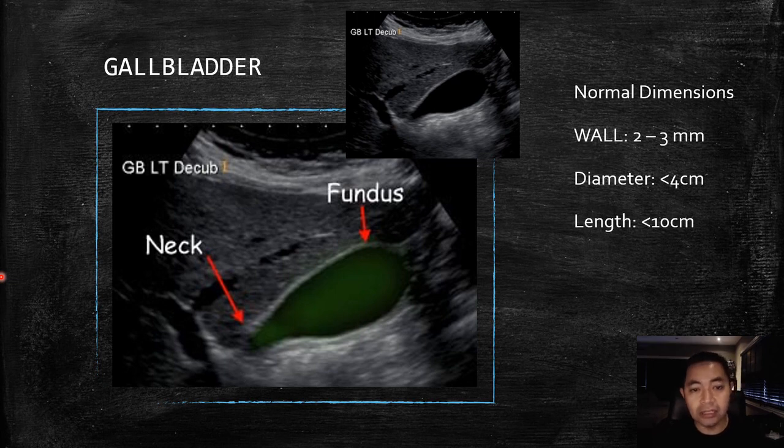The actual cystic duct, where it drains into the CBD, is often very hard to discern on ultrasound. The gallbladder wall usually appears echogenic and thin, normally around 2 to 3 millimeters.